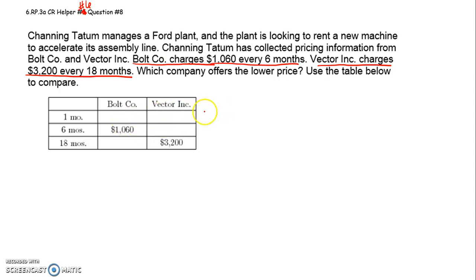So the first thing you have to do is compare unit rates. So you want to find a unit rate. Unit rate is how much per one, so it would be how much money per 1 month. That's really what you want to compare to decide which is cheaper. If one of them is cheaper for just 1 month, that's overall the better value in general. I'll look at Bolt Company to start.